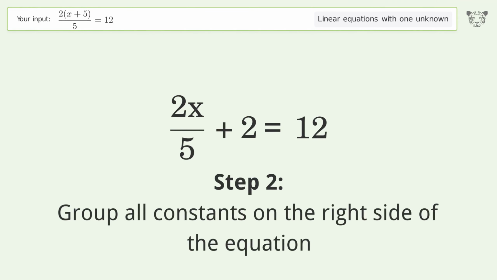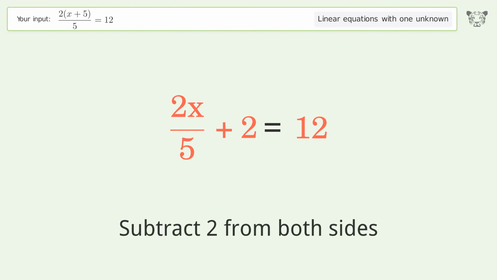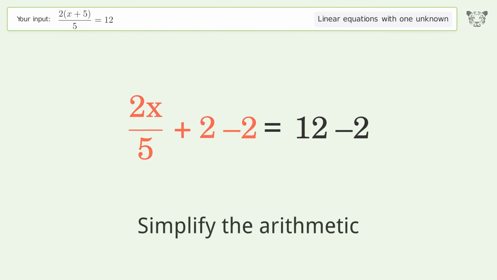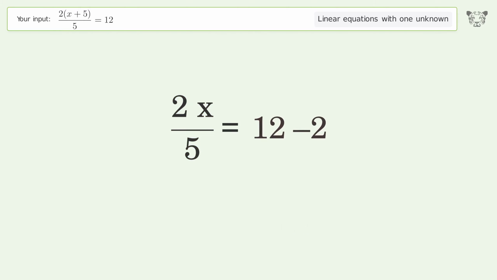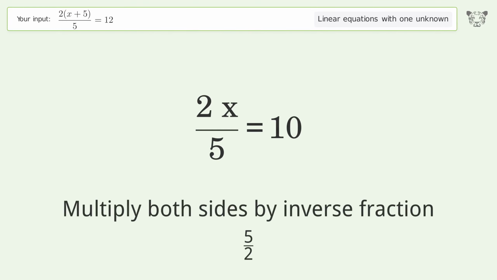Group all constants on the right side of the equation. Subtract 2 from both sides. Simplify the arithmetic. Isolate the x. Multiply both sides by inverse fraction 5/2.